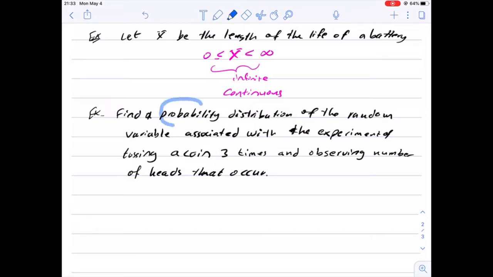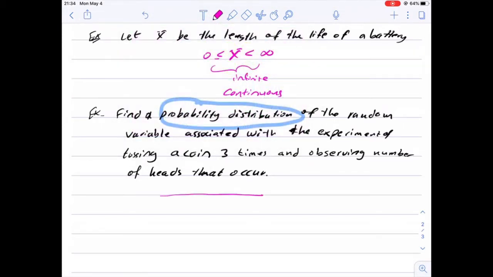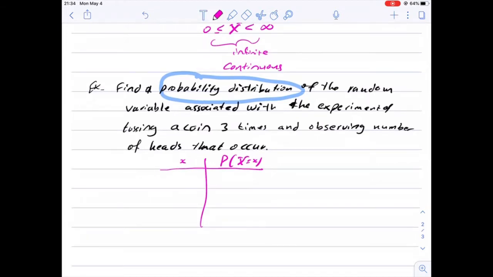Okay, now here the question is about probability distribution. What do we mean by probability distribution? By probability distribution, we mean a table that consists of a value of a random variable and the probability of that variable. This table is called probability distribution, but we have some conditions on this. So let's start counting number of heads in 3 tosses. We may get 0 head, or 1 head, or 2 heads, or 3 heads.